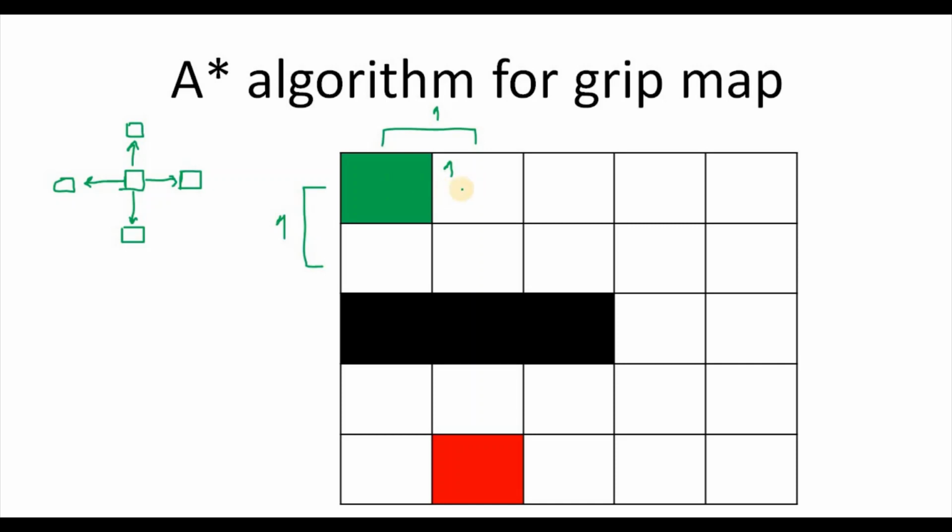Because we move from here to the neighboring node, now we have to write down the F cost of this node. So what is the F cost for this node? In the previous lectures we have studied about the Manhattan distance and Euclidean distance. So what was the Manhattan distance?